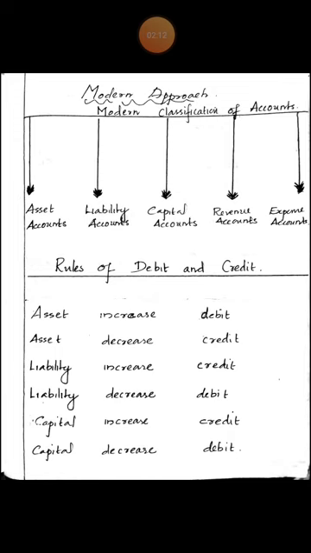Next, capital accounts. What is capital? Capital is the amount invested by the owner in the business organization. So, these capital accounts are accounts of proprietors or owners who have invested in the business. Rule of debit and credit for capital accounts: debit the decreases and credit the increases.